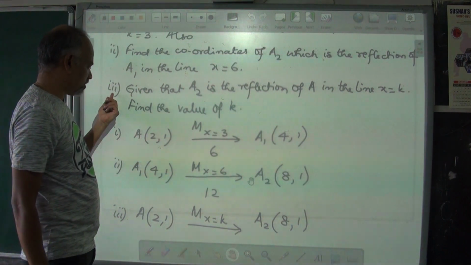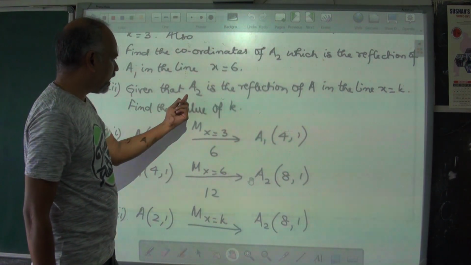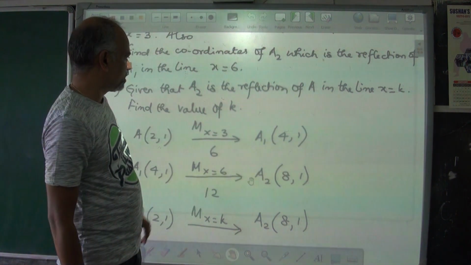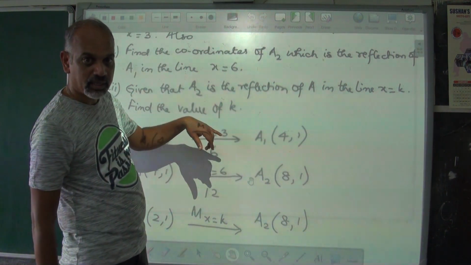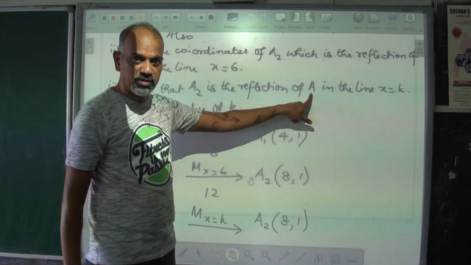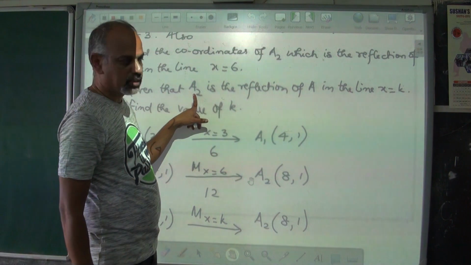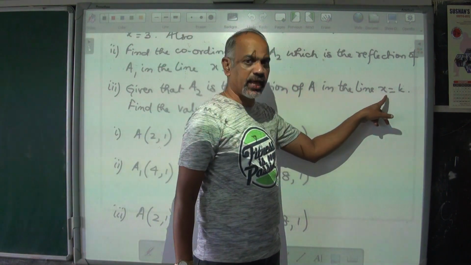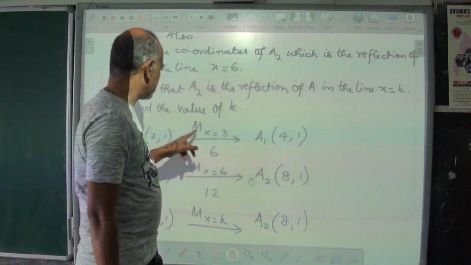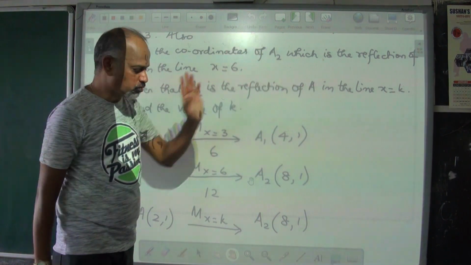There's a third question. It says, given that A2 is the reflection of A in the line x = k. A2 is the image of A. So you are starting with A and you're going to get A2. That is when you are reflecting in the line x = k. This number is not known. So find the value of k. K is what you have to find.